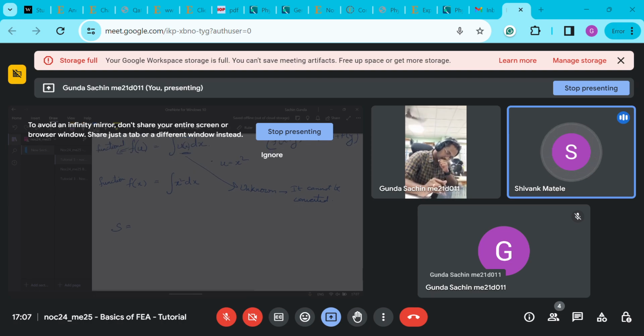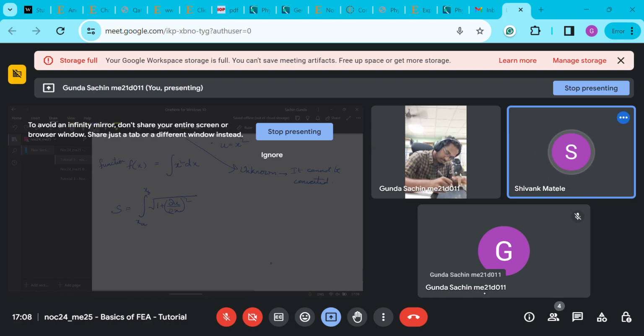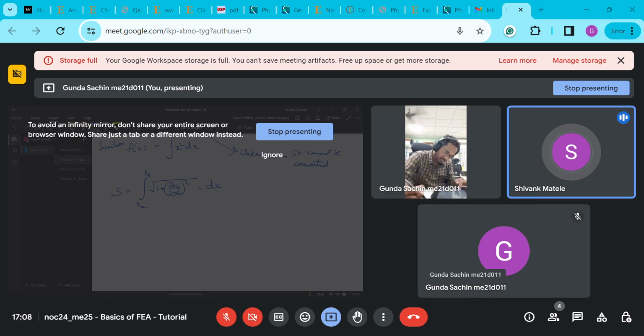And please write down one thing. Yeah. s is equal to integral xa to xp, under root 1 plus du by dx whole square, du by dx square. This complete is under root, okay, and ds. The square is there, okay. Yeah, ds, dx.